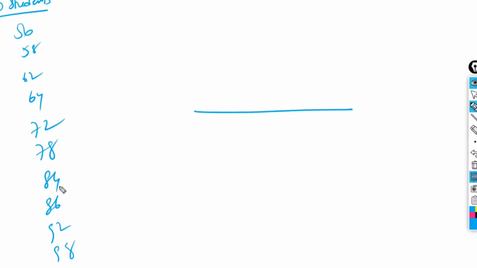Now, if you draw the probability distribution for this, what is the probability distribution? You are going to take from 50 to 60. How many students are there? 2 students out of 10. What is the probability? 0.2. So this is with respect to 0.2.